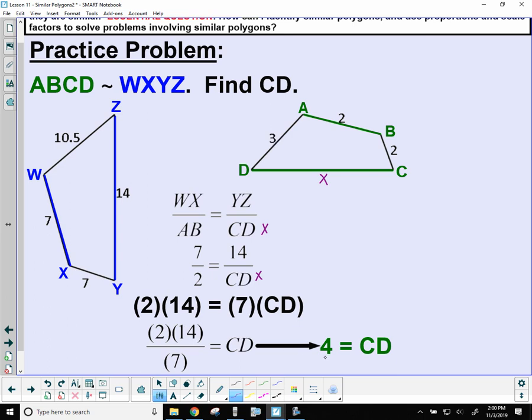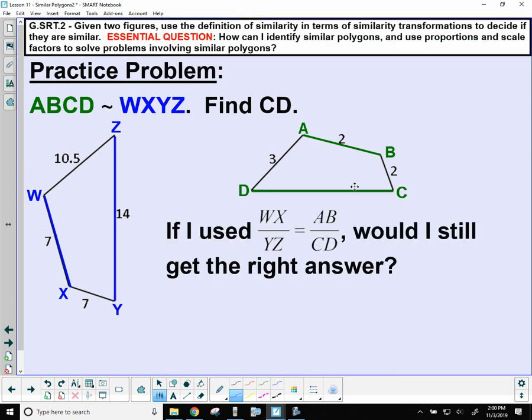Now this is one way to set it up. Here's another way to think about it. Could we take WX over YZ, notice they're from the same shape, and put it over AB and CD? Would you still get the right answer? Let's check. WX was 7, YZ is 14, AB is 2. CD is still our X. Cross multiply. 2 times 14 is 28.